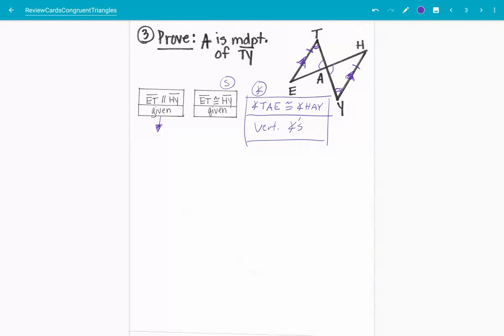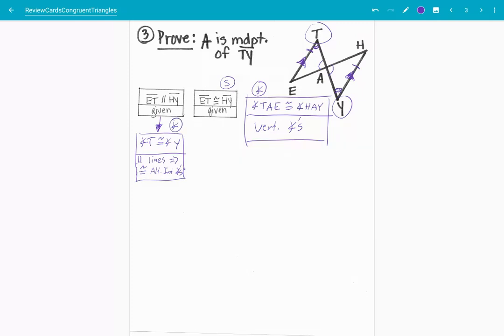So vertical angles. Yeah, so the parallel lines are going to give me these alternate interior angles. So from there, I can show that I just call it angle T is congruent to angle Y. I can use one letter because there's just one angle at those letters. So that was parallel lines imply congruent alternate interior angles.